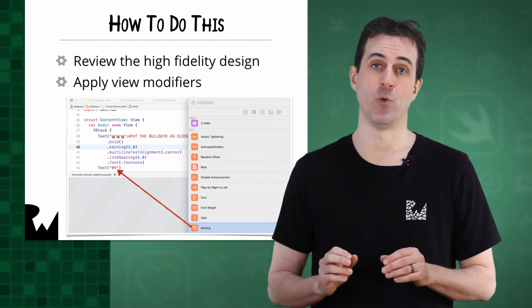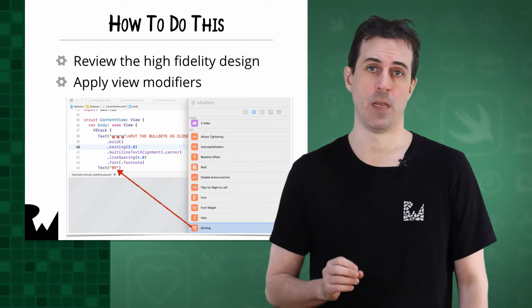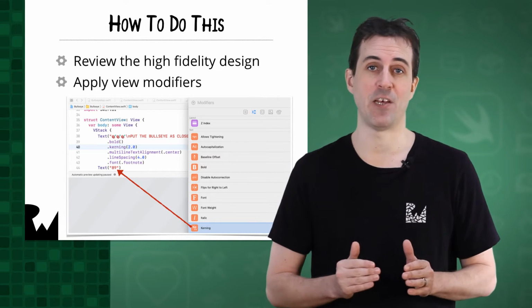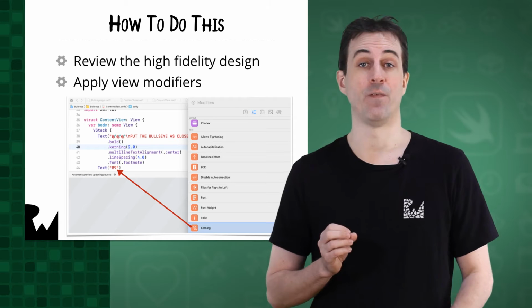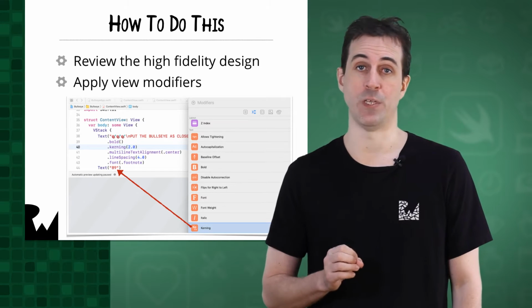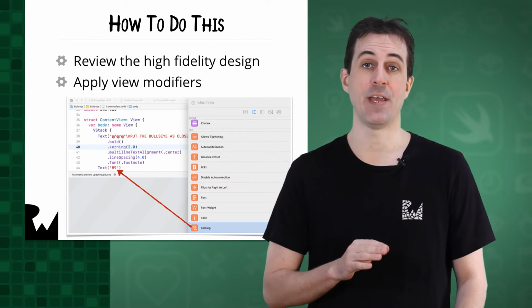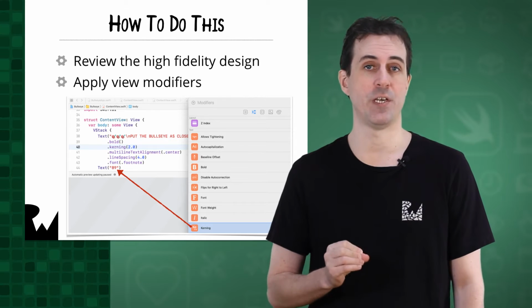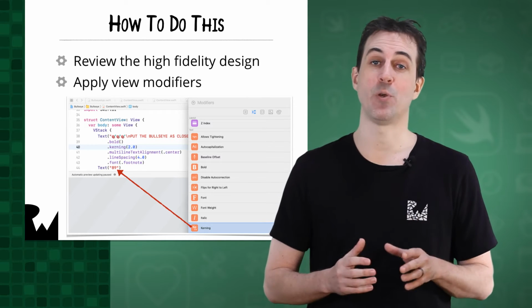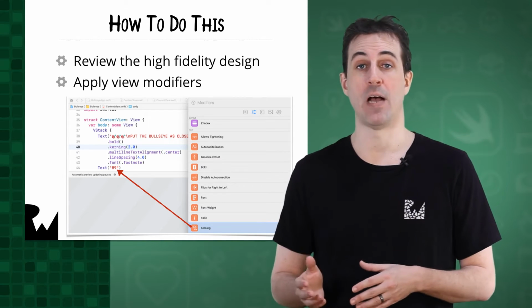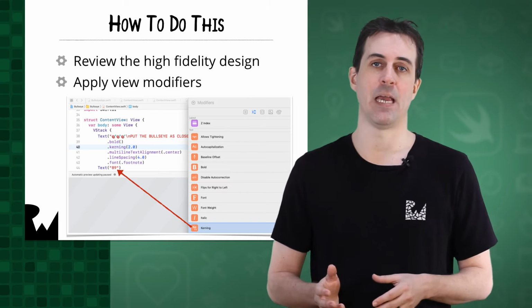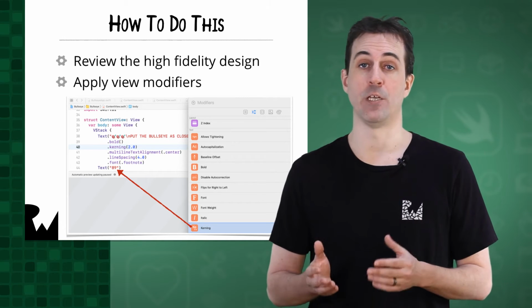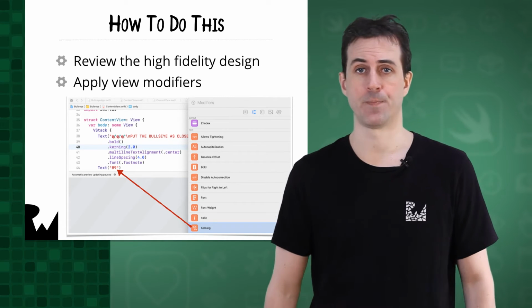Let's review what you need to do in order to style these text views. First, open up the high fidelity design for the app in Figma. You can find a link to this in the author's notes for this video. Then apply the correct view modifiers to the text views to style them as similarly to the design as you can. Remember that you can drag the view modifiers from the object library, or you can copy the examples from the styling that you did for the instructions label earlier on.